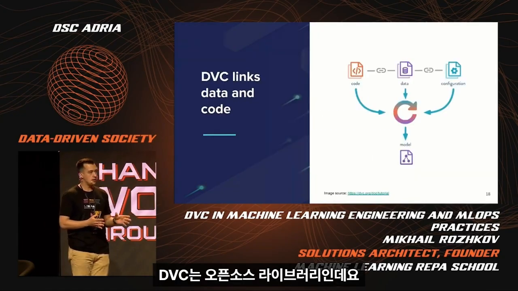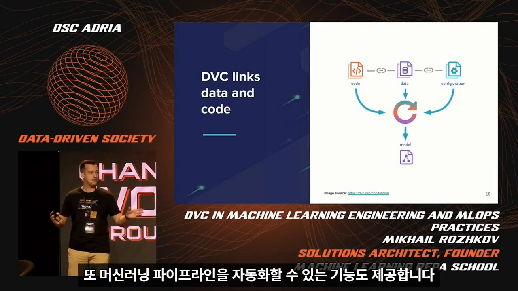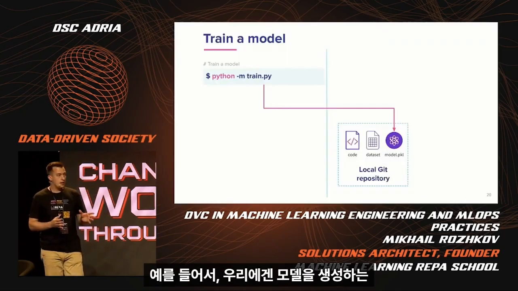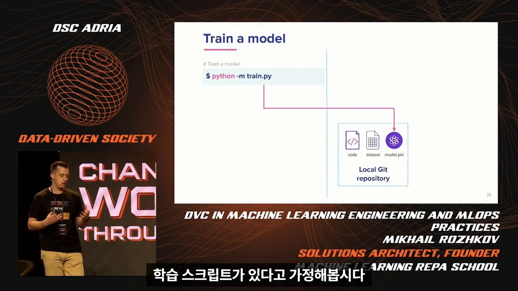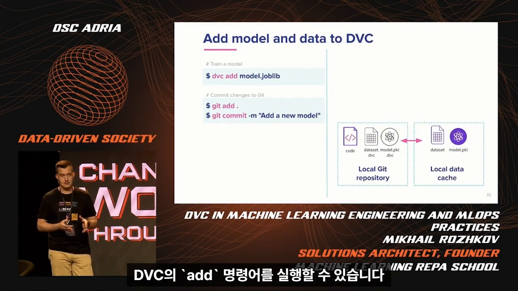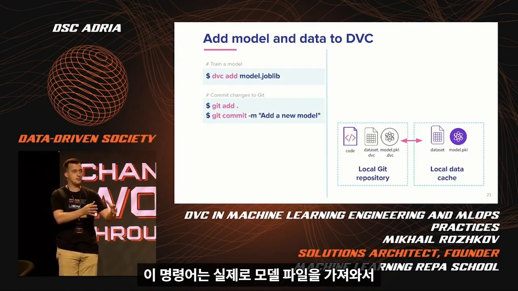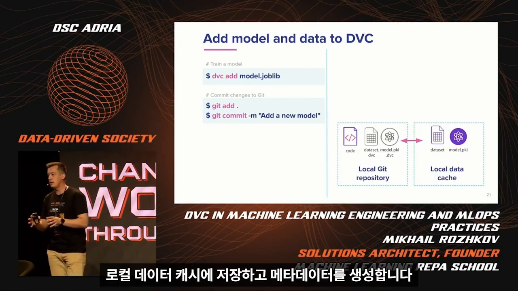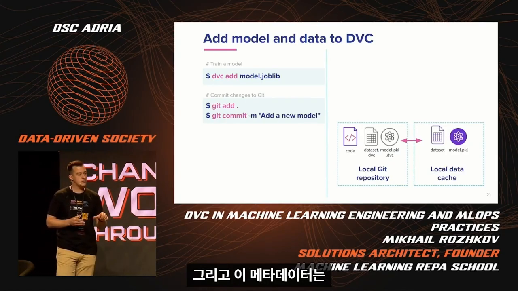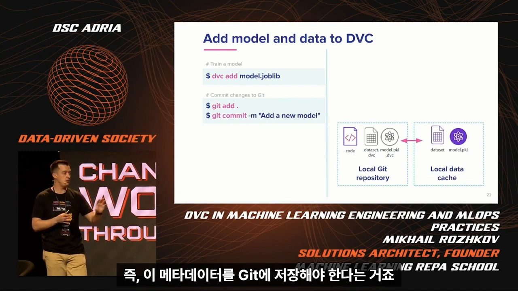So DVC is an open source library that brings functionality to version your data and models and automate machine learning pipelines. So let's start with versioning, so how it works. Let's imagine that we have a train script that generates our model, right? And if you want to start versioning that model and data, you can run the DVC add command that will take the model, put it into the local data cache, and create some metadata inside your Git repository. And you need to commit this metadata to your Git history and store this metadata in your Git, right?